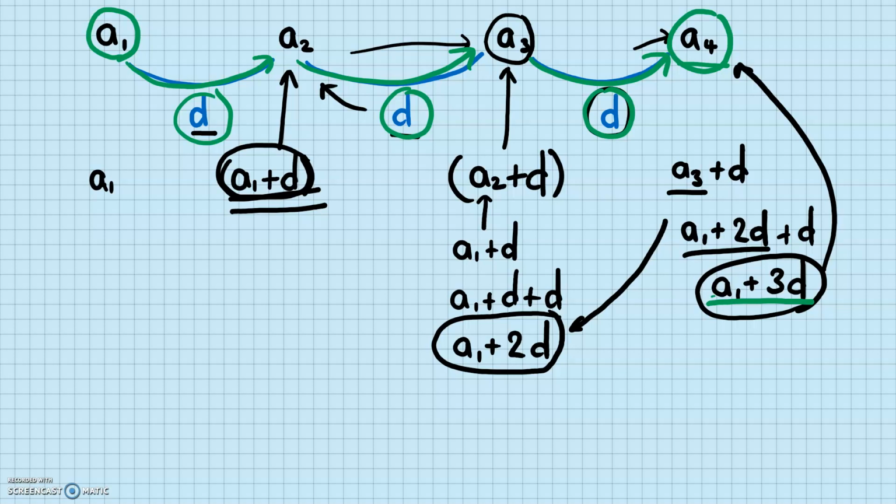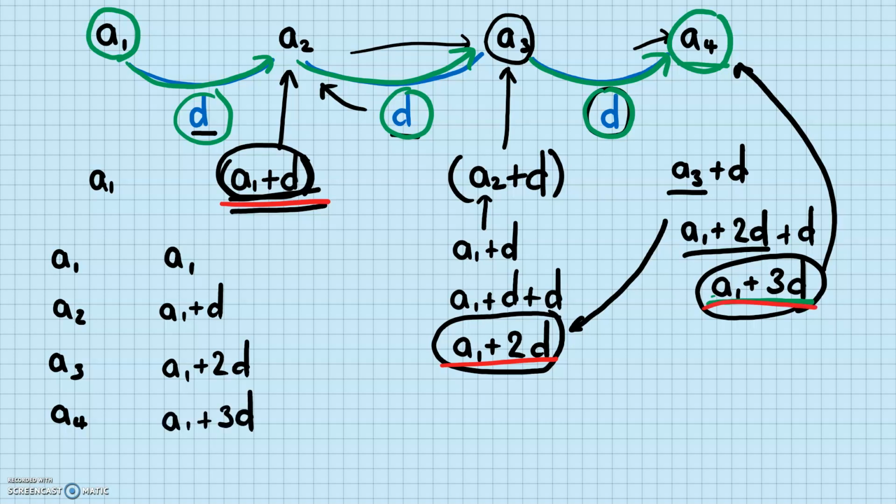So now it seems like we can find an algorithm from this. Notice that our first term was a sub 1. Our second term, a sub 2, a sub 3, and a sub 4. Okay, our a sub 1 was just a sub 1. A sub 2 was right here, a sub 1 plus D. A sub 3 was right here, a sub 1 plus 2D. And a sub 4 was right here, a sub 1 plus 3D.